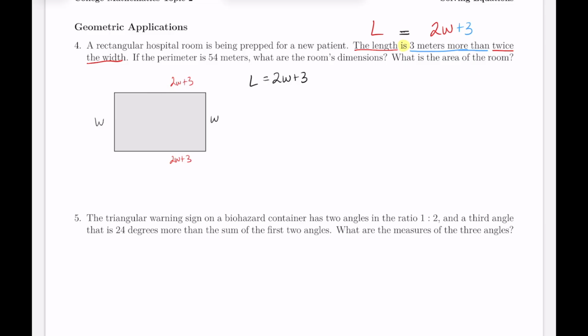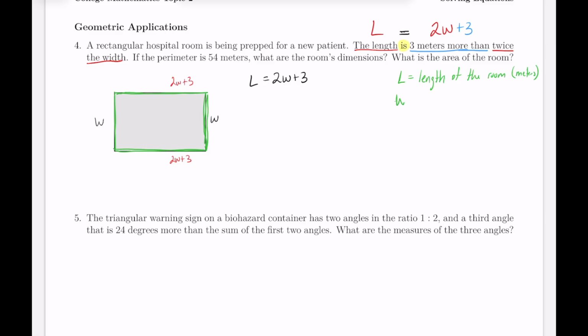Now, when I have what I have here for this rectangle, I have every side identified, right? You see, this side is the width. This side is the width. This side is twice the width plus 3. And this side is also twice the width plus 3. Okay. By the way, if I'm going to use L and W, like these are pretty common, but it is always a good idea. It's good to say like, hey, let's let the L equals the length of the room in meters.